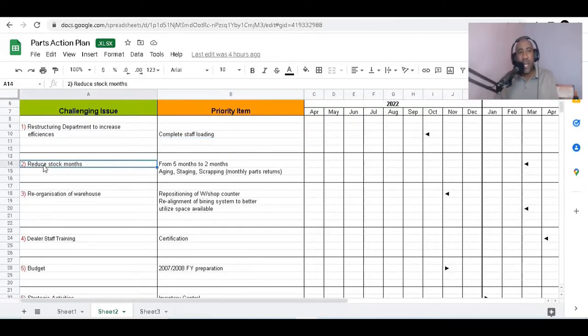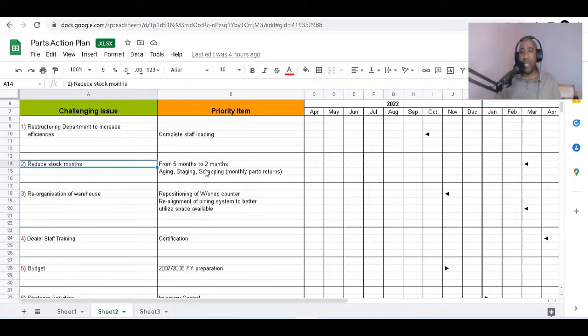The other challenging issue we had right here is reducing stock months. From this, I had from 5 months to 2 months, aging, staging, scrapping, and monthly parts returns. Of course, in some regions, they don't have a system where you return parts. If you order the wrong part, if a part is mistakenly shipped, or if there was an anomaly in the order and you receive too much, then you're basically stuck with those parts. So you have to try to manage that as much as possible. And this goes in consideration with your obsolescence, of course. So you want to ensure that you're reducing your stock months and being as efficient and lean.